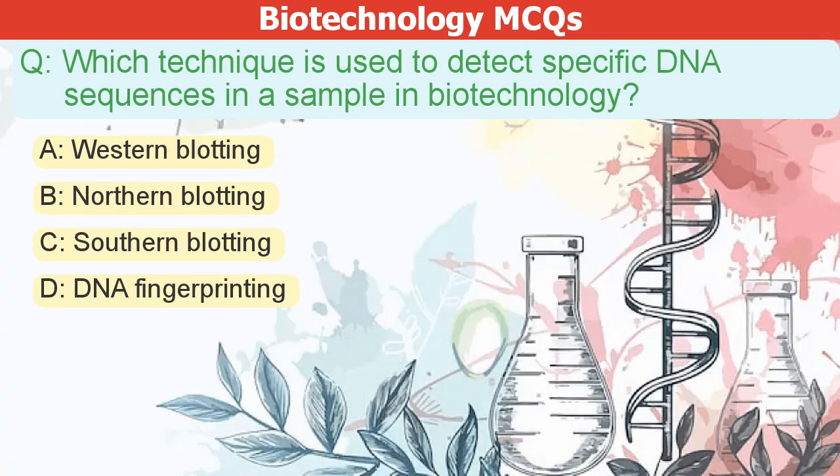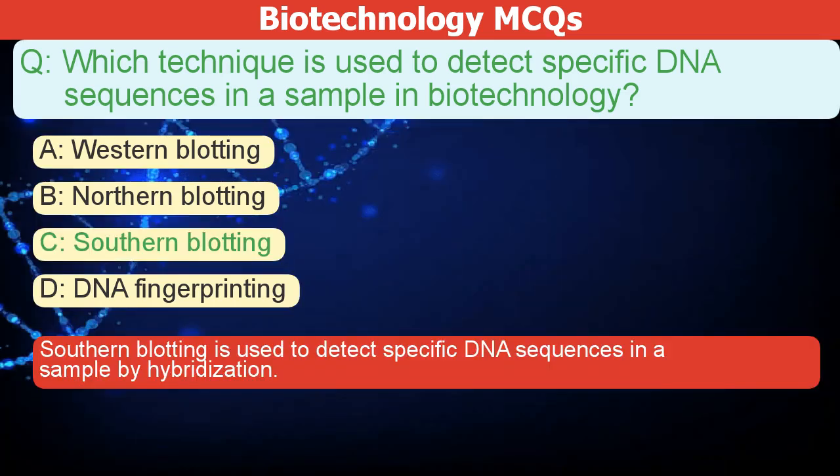Which technique is used to detect specific DNA sequences in a sample in biotechnology? A. Western blotting. B. Northern blotting. C. Southern blotting. D. DNA fingerprinting. The correct answer is C. Southern blotting is used to detect specific DNA sequences in a sample by hybridization.